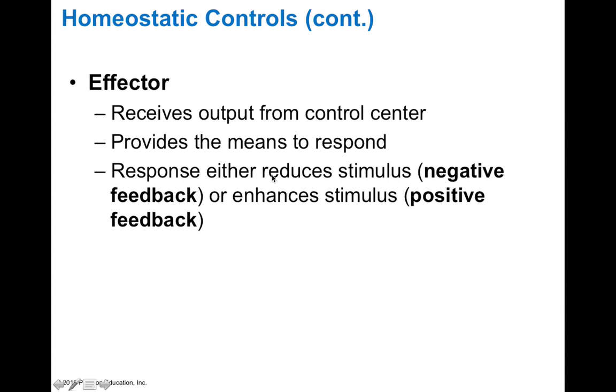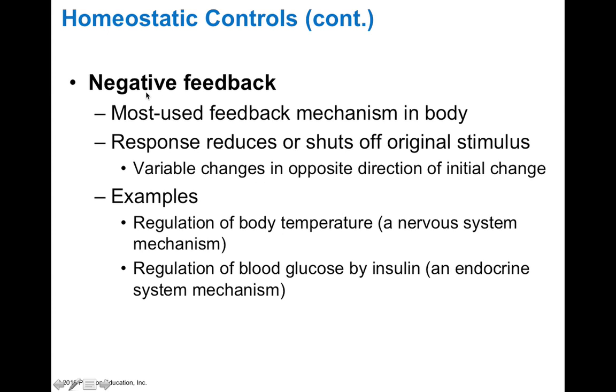Now, effectors can respond in a variety of ways, either through negative or positive feedback. If the effector helps to reduce the stimulus, we call that negative feedback. If it enhances the stimulus, we call that positive feedback. Now, negative feedback is the most widely used feedback mechanism in the body because it helps to reduce or shut off the original stimulus. So if the variable changes, like body temperature gets too cold, negative feedback would help to prevent your body temperature from getting colder. So the variable changes in the opposite direction.